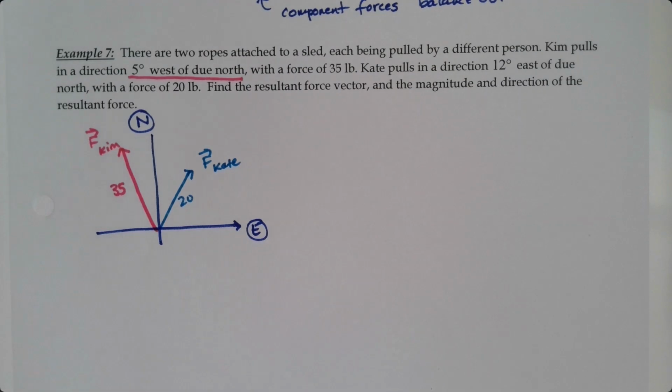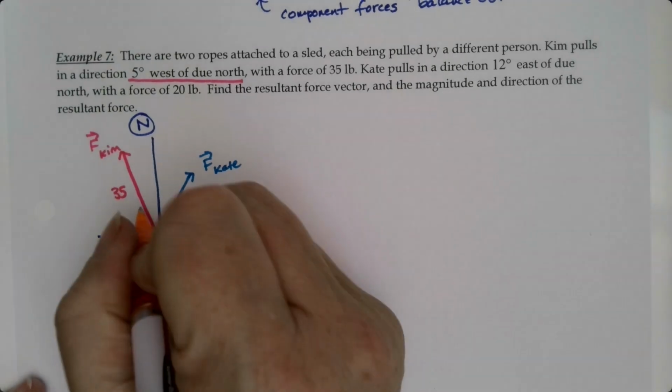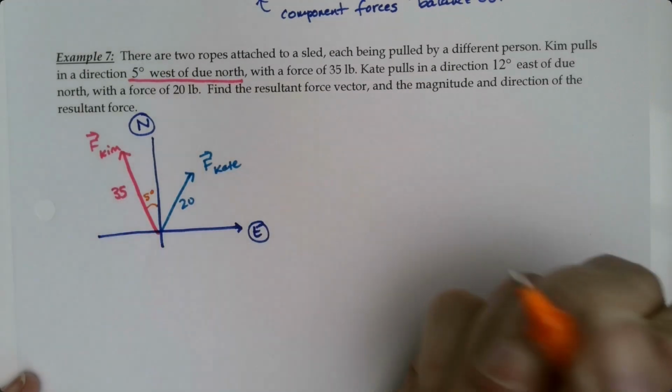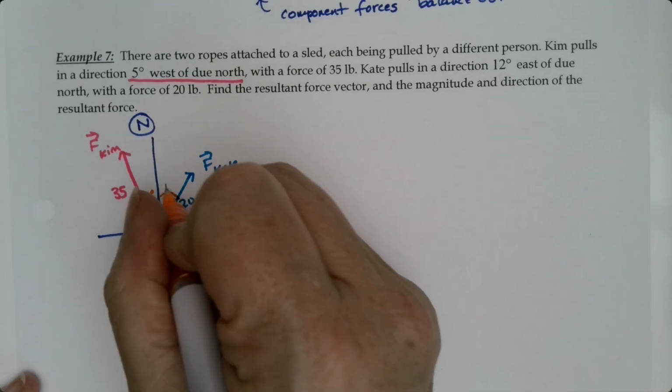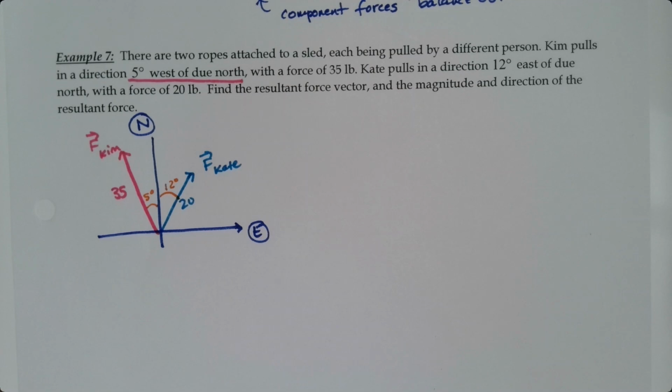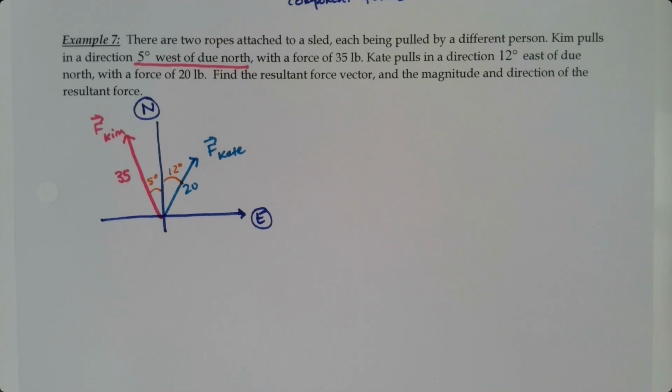And let's think about the angles here for a second. So we know that the angle here is 5 degrees. And we know that the angle here is 12 degrees. I've not drawn these to scale, but that's okay. Okay, so we need to find the resultant force vector and the magnitude and direction of the resultant force. So there's some pull that's happening on this sled, right? Who's going to win out? Whose side is it going to end up on? We're going to find out.